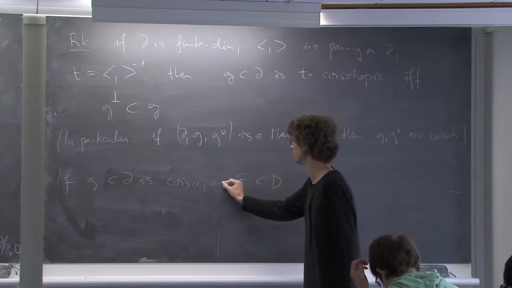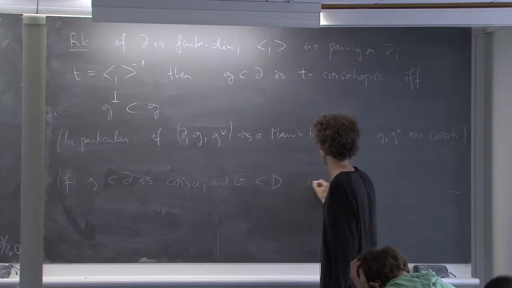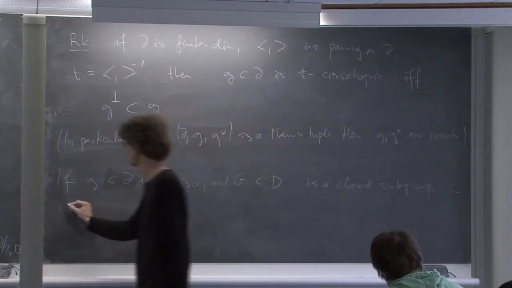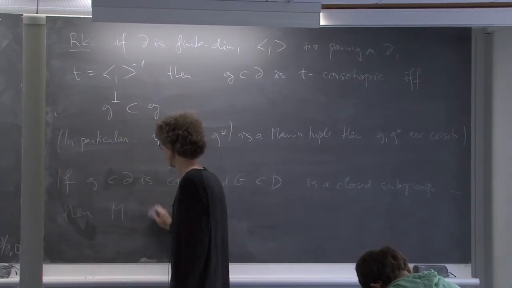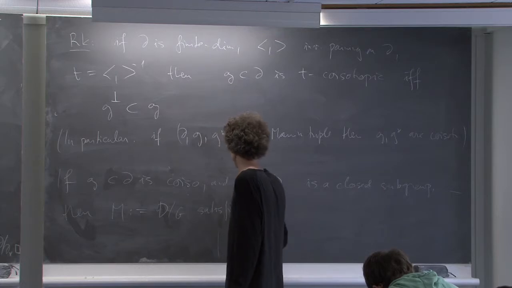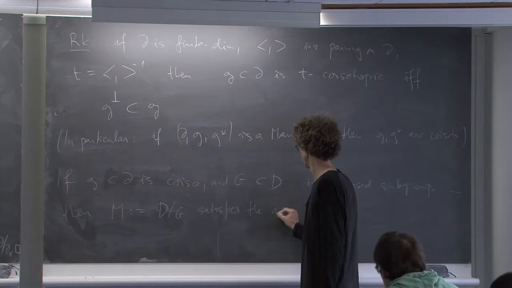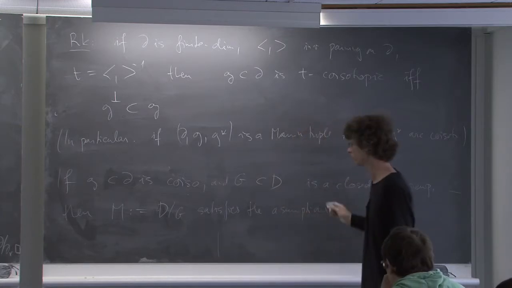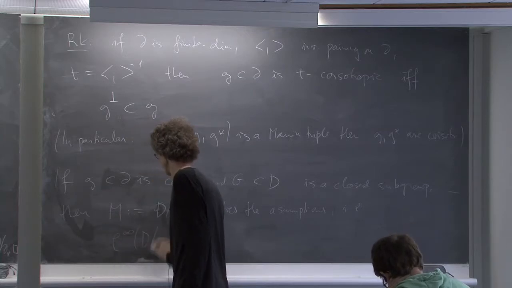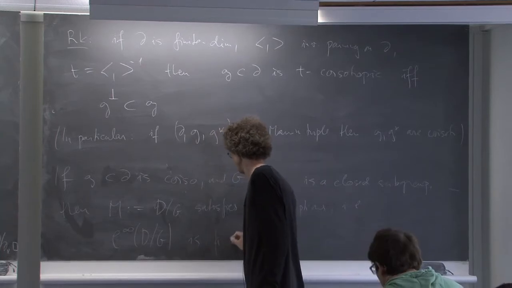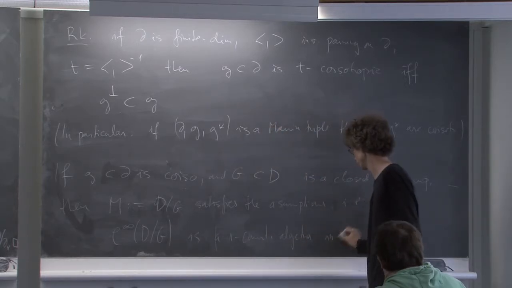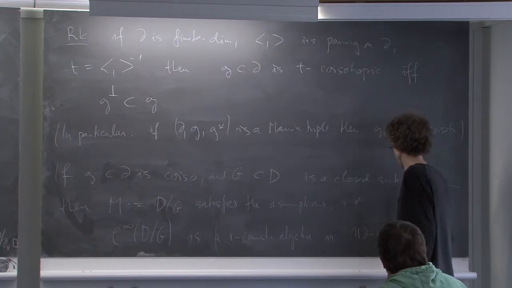So if this is closed, in this case, then M defined as D mod G satisfies the assumptions of the previous proposition, that is just when you take C infinity of D mod G. So this guy is an infinitesimally commutative algebra in the category of representations in UD mod.